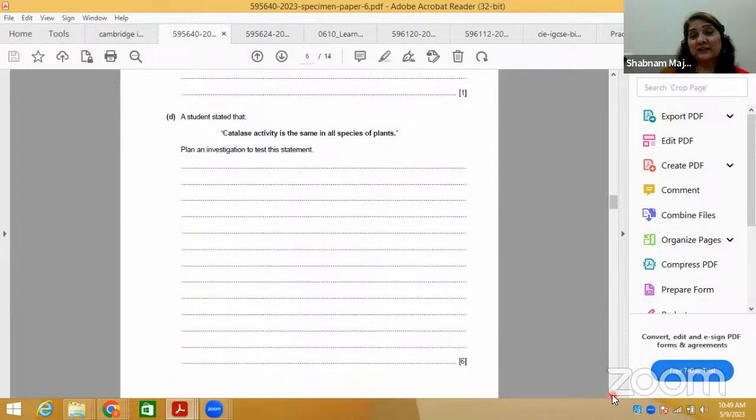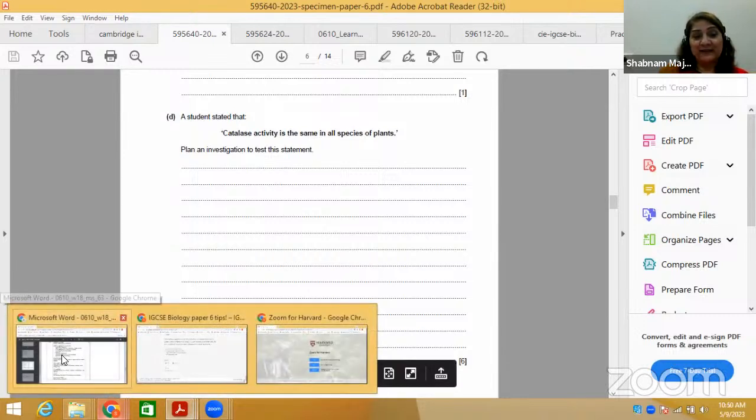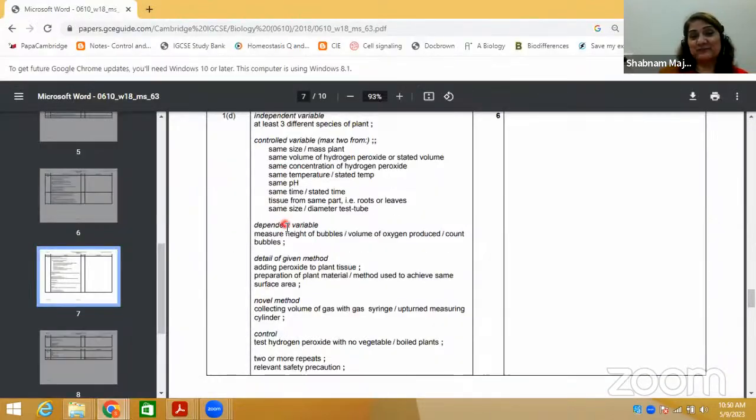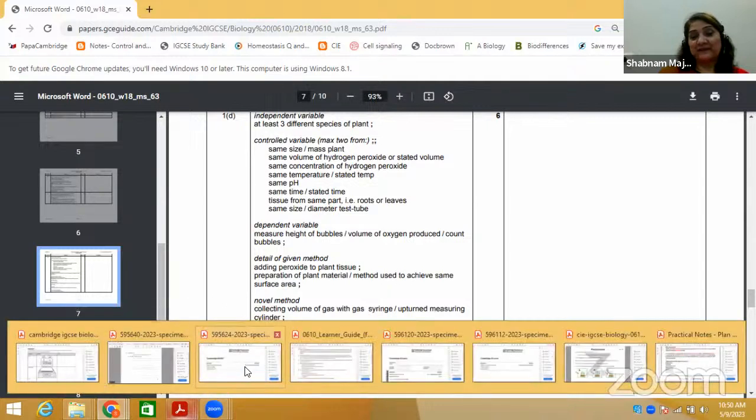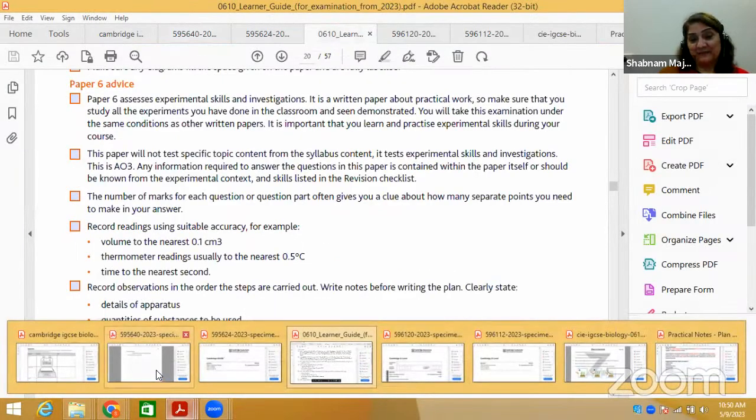This is a question: catalase activity is the same in all species of plant. Yes, this question actually came in October. I have actually opened it here, this is the question paper. This is the question paper of winter, the October November 2018 paper, variant 63. This question came and is now repeated in this specimen paper. I hope you got my point.